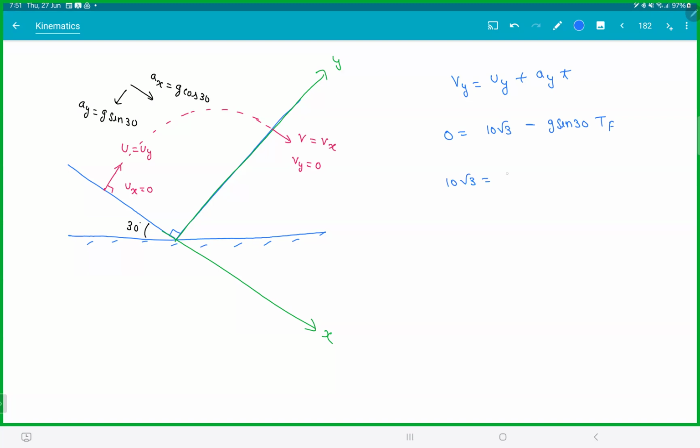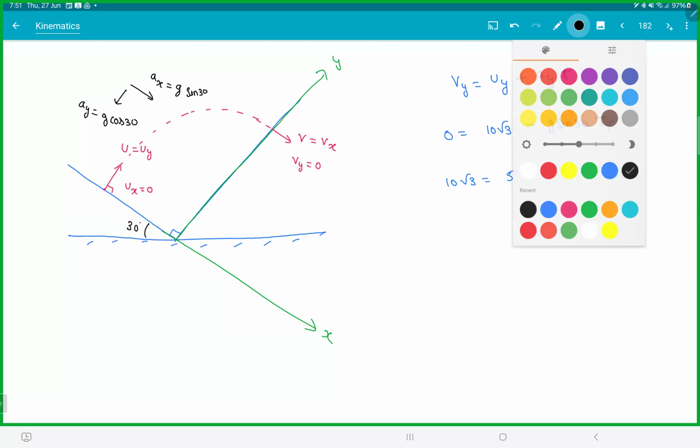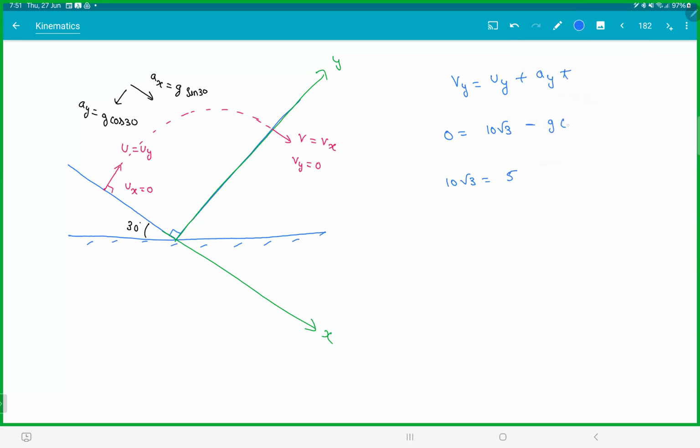So 10 root 3 is equal to... I wrote wrong, no? I wrote wrong. This was g sine 30, this was g cos 30. That would be 5 root 3 time of flight. We get time of flight is equal to 2 seconds. Clear with this? Let's see behind.